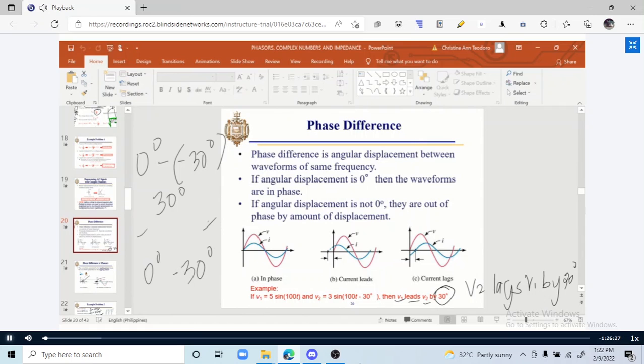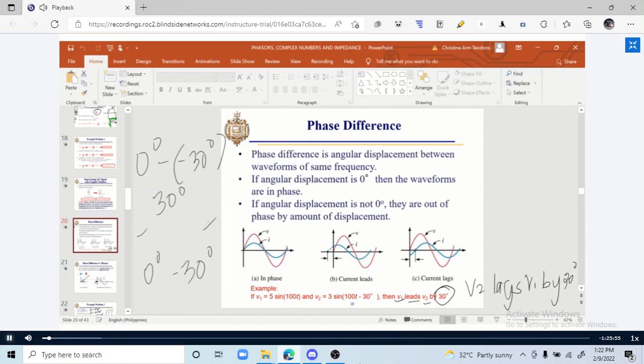When we say phase difference, it is the angular displacement between waveforms of the same frequency. If the angular displacement is zero, then the waveforms are in phase. Now if the angular displacement is not zero, or has a certain value, it means that they are out of phase by an amount of displacement. Let's say for example we have this one.